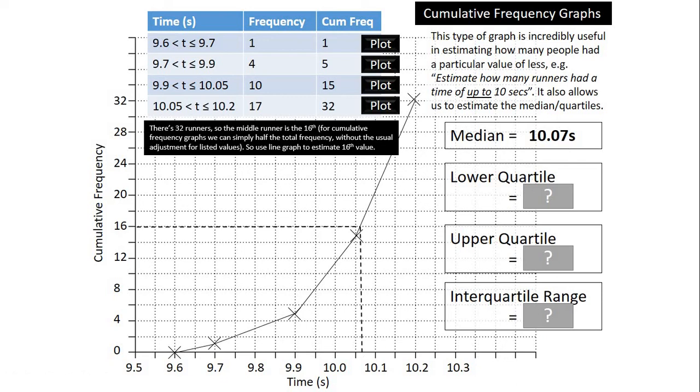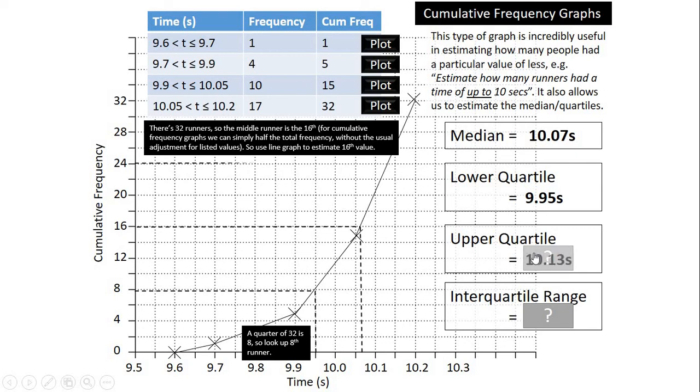10.07 seconds. The lower quartile, remember, is 25% of the way. So 25% or a quarter of 32 is 8. So we read across from 8, we draw a line, really important you draw lines on your graph, across to the cumulative frequency curve or line and down. So the lower quartile is 9.95 seconds. The upper quartile is 3/4 of the way up the data, so 3/4 of 32 is 24. So reading across your graph and down, the upper quartile is 10.13 seconds. So the 16, the 24 and the 8, remember, are not the median, the lower quartile and the upper quartile. It's the values that you read off down from your axis.